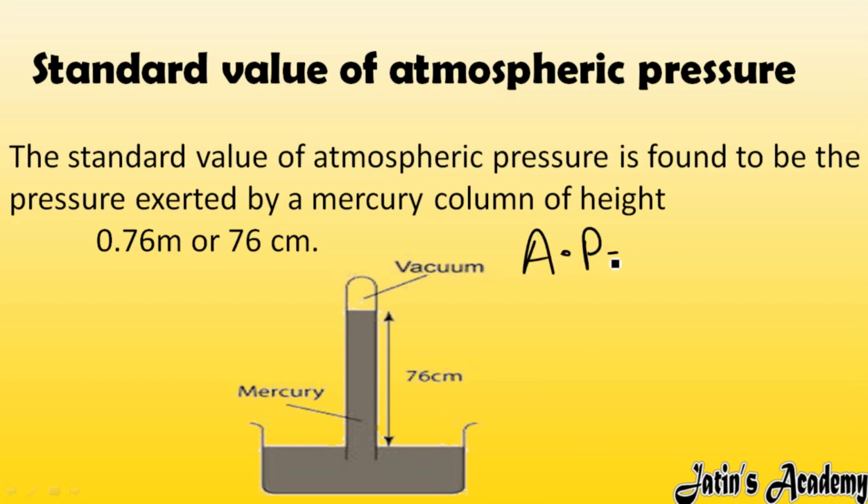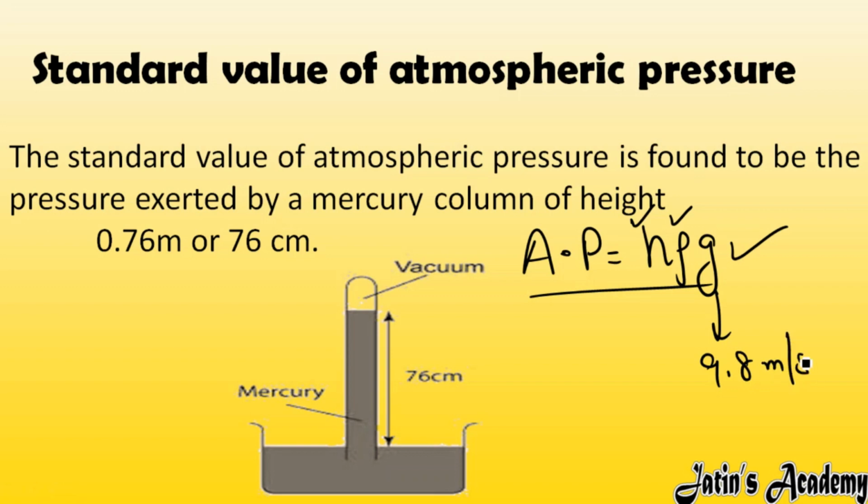To find the atmospheric pressure, we are going to use the formula h rho g. This is also a formula you have to use if numericals come to you. Atmospheric pressure, or pressure exerted by the atmosphere, is equal to h rho g, where h is the height attained by mercury, rho is the density of mercury, and g is the acceleration due to gravity. The g value is always constant, 9.8 meter per second square.